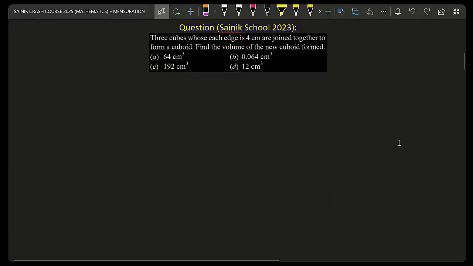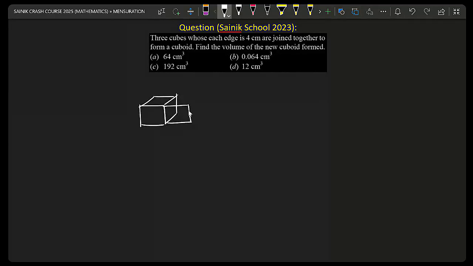Vishnu, can you read the question again? 3 cubes whose each side is 4 centimeters are joined together to form a cuboid. What is the volume of the new cuboid formed? Okay, let me draw a figure first. So there is a cuboid, and there is one more cuboid, and there is one more cuboid. I'm sorry, cubes. So 3 cubes are attached like this to create a cuboid.